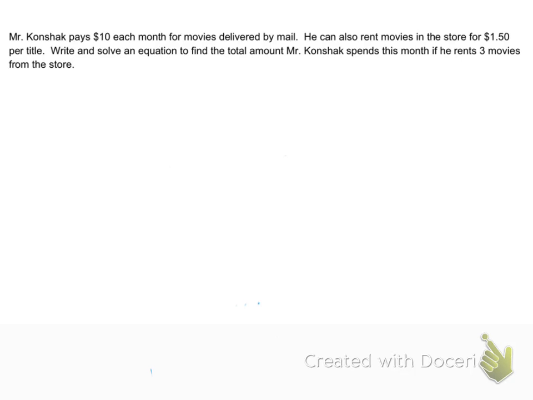He pays $10 a month. He's paying $10 a month whether he gets them from the store or he doesn't, right? Is that a multiple price thing or a one-time thing? It's a one-time a month fee. Notice that it's saying how much money is he spending for the month. So I think everybody should recognize that there's a $10 cost automatically. Plus what? $1.50 for what? A movie. A movie title. I'll call it M. Per movie, right?